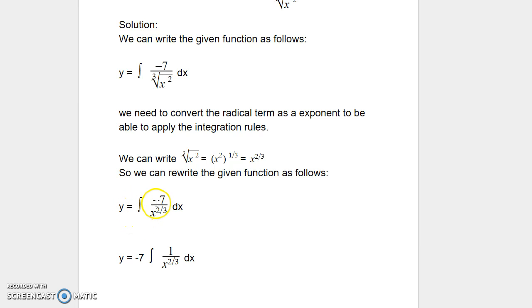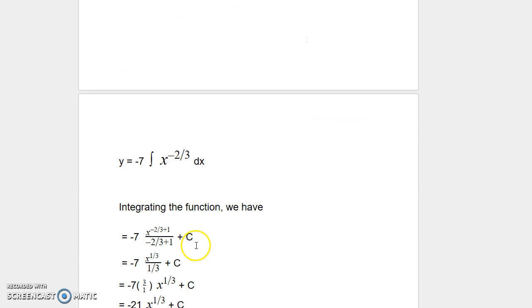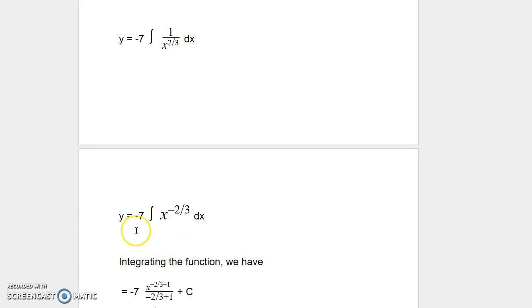y is equal to integral -7 divided by x to the power of 2 over 3 dx. Now, since -7 is a constant, we're going to take it outside of the integration process and write it out as y equals -7 integral 1 over x to the power of 2 over 3 dx, like that. Now we can simplify it some more. y is equal to -7 integral. We can bring this denominator to the numerator, and when we bring it to the numerator, the term we can write as x to the power of -2 over 3, like that.